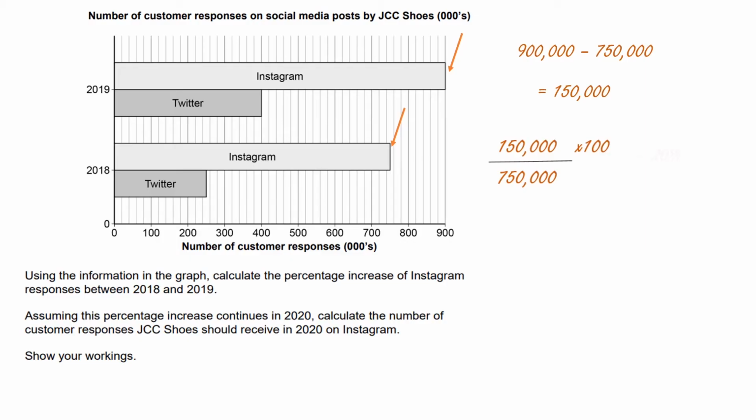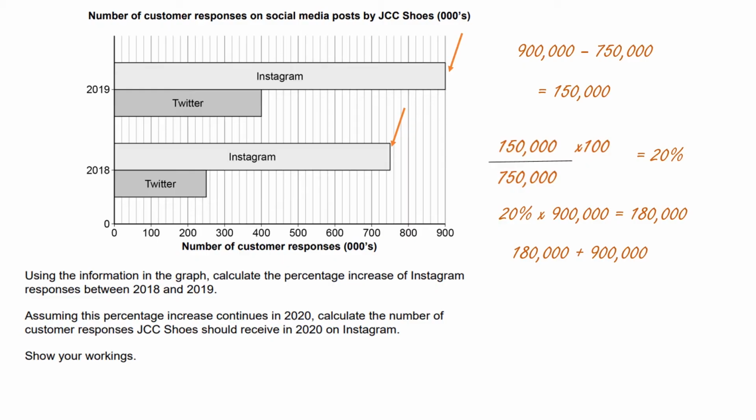So that gives us 20%. So that's the first part of the calculation that we need. Next, assuming this percentage increase continues in 2020, calculate the number of customer responses JCC shoes should receive in 2020 on Instagram. So what we need to do then is take our 20% and times it by 900,000, the 900,000 Instagram responses, and that gives us 180,000.